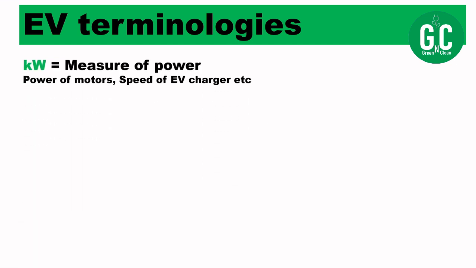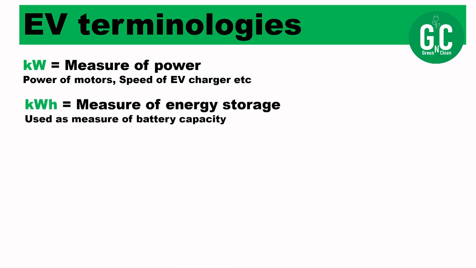Next, the difference between kilowatt and kilowatt hour. A lot of people use them interchangeably and for different things, but kilowatt can be mentioned as a measure of power. It is used to state the power of motors, the speed of an EV charger, etc. Whereas kilowatt hour is a measure of energy storage. It is used to measure the battery capacity usually.